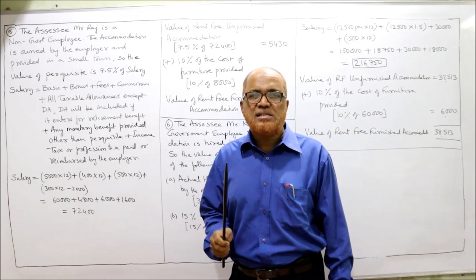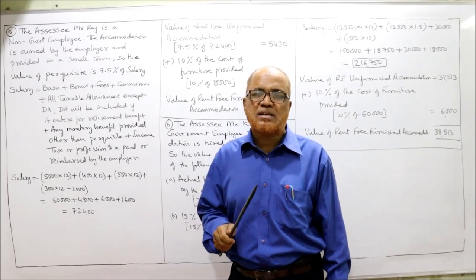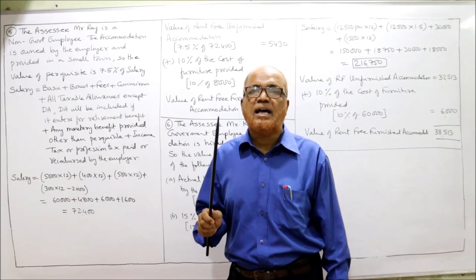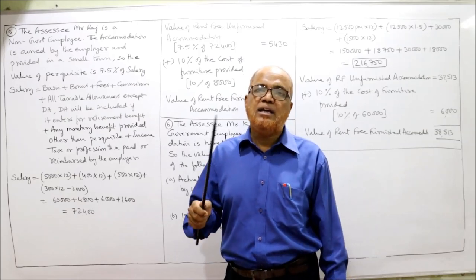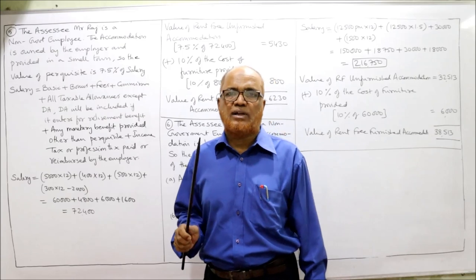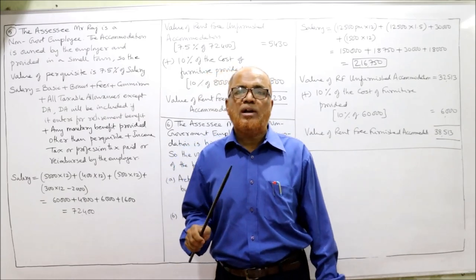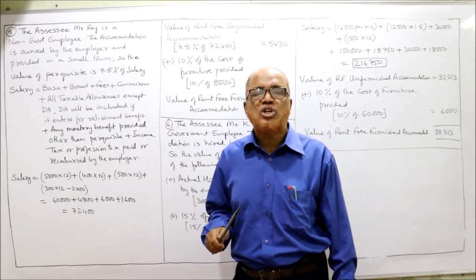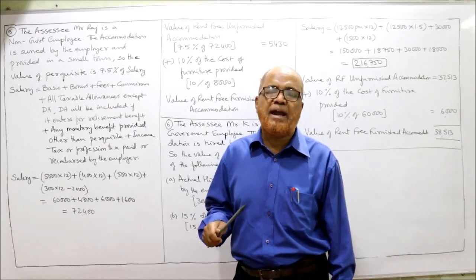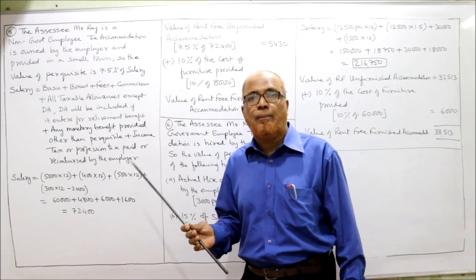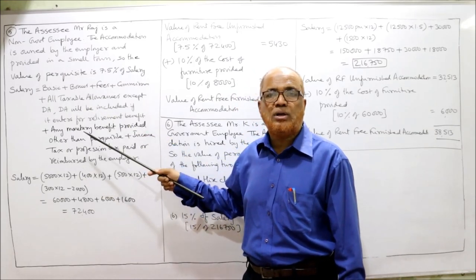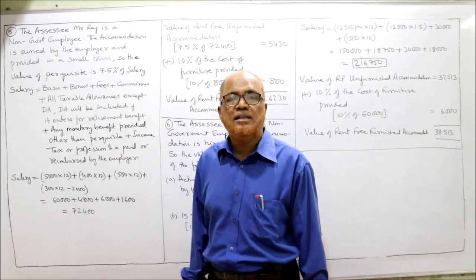Salary means basic plus bonus plus fees plus commission plus all taxable allowances except DA. And DA will be included if it enters for retirement benefit. Plus any monetary benefit given by the employer other than perquisites, plus profession tax or income tax paid or reimbursed by the employer. So this is the meaning of the term salary. You have to remember. Don't commit any mistake in calculating the salary.